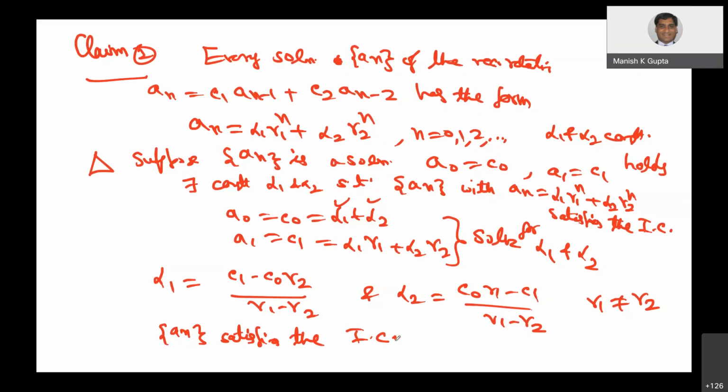So basically, an is a solution of this form if and only if it is of this form, where r1 and r2 are roots of this characteristic equation. So let me take some examples. In fact, I will take two examples for you that will help you understand better.